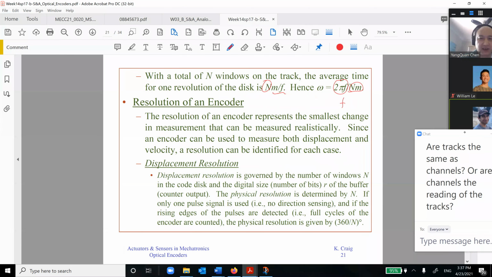Regarding the resolution of the encoder, we have one question in the quiz about why it is by a factor of 4. I'm going to show you. Resolution of encoder is the smallest change in the measurement that can be measured realistically. In other words, there is a minimum threshold. Below that, you cannot see it or sense it. Don't dream about it. It's beyond physics. So I like the word realistically.